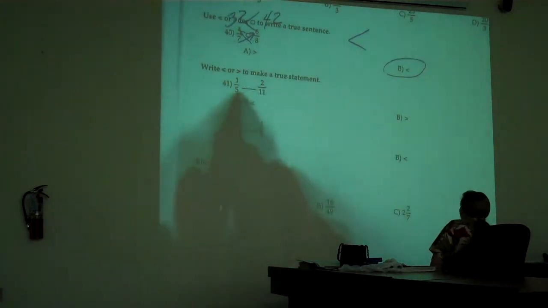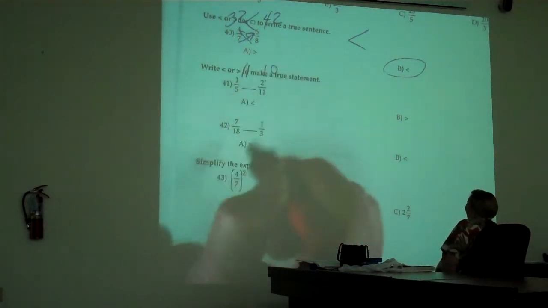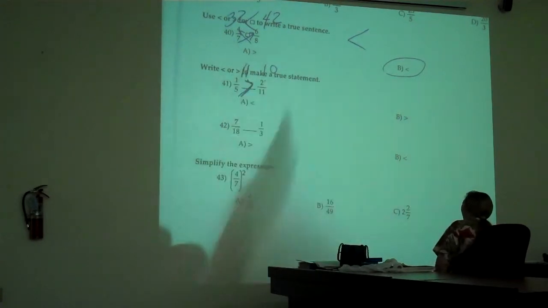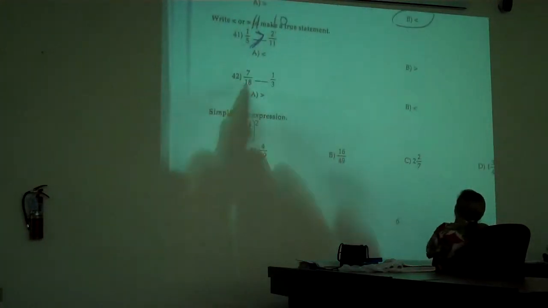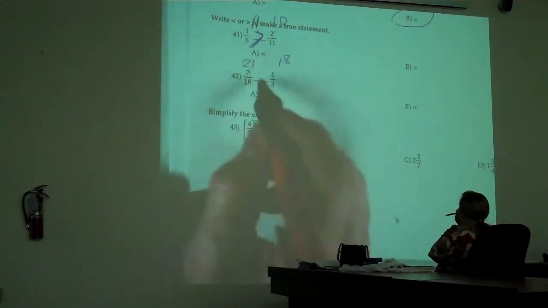Same thing here. 11 times 1 is 11. 5 times 2 is 10. It's greater. Same thing here. 18 times 1, 3 times 7. That one's greater.